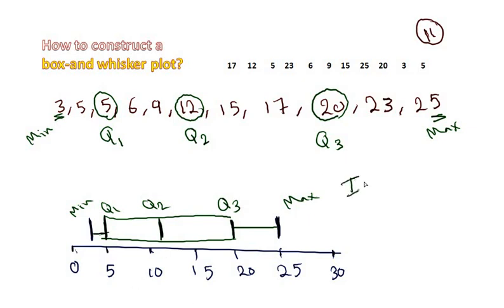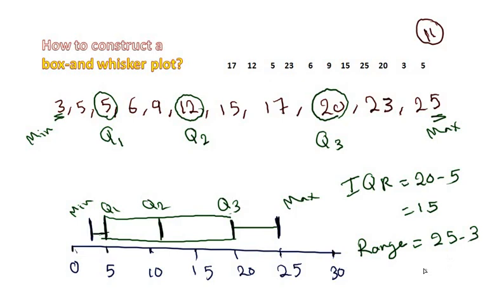To find the interquartile range, we subtract Q3 minus Q1, or 20 minus 5, which is 15. The range is the maximum minus the minimum, and make sure that you differentiate between the interquartile range and the range. The range is 25 minus 3, or 22. The range and the interquartile range represent how wide the distribution of data is.